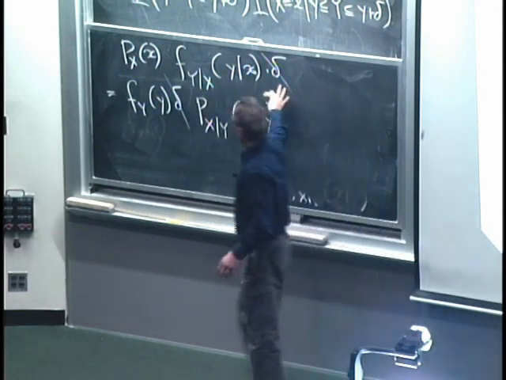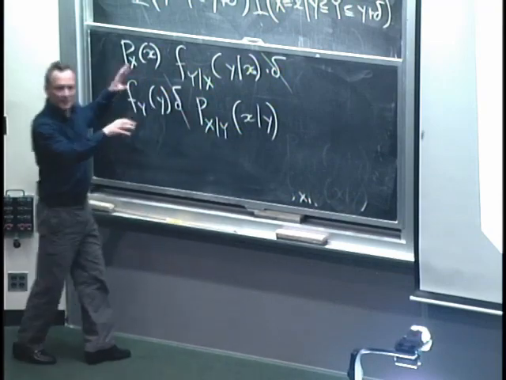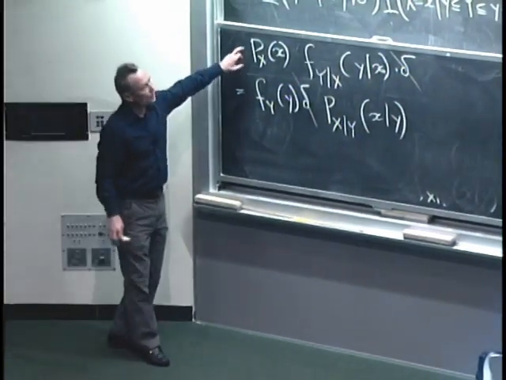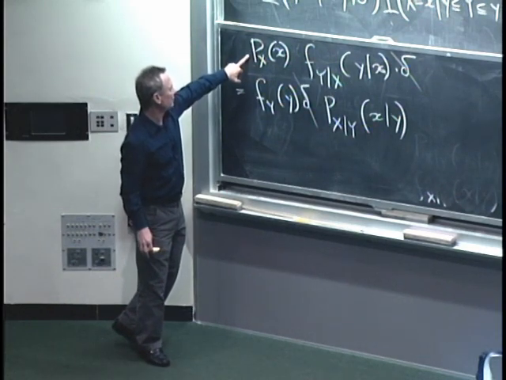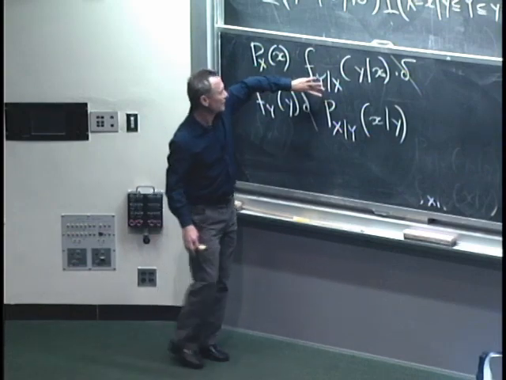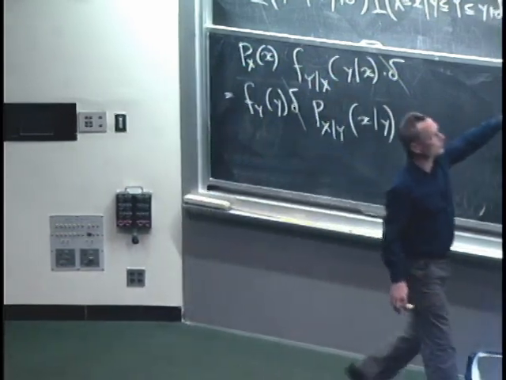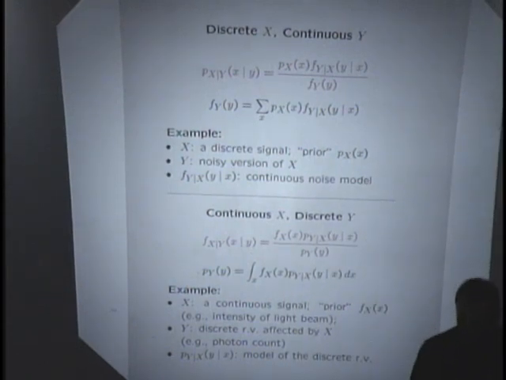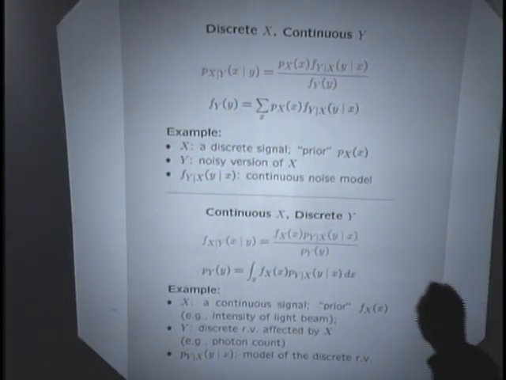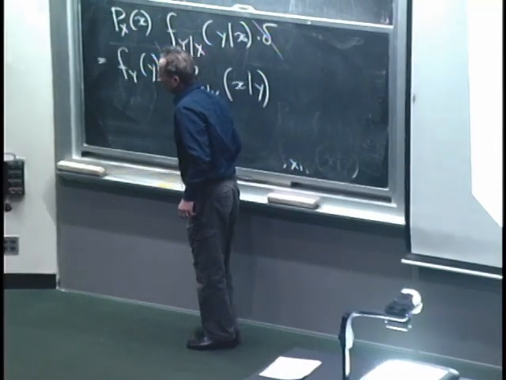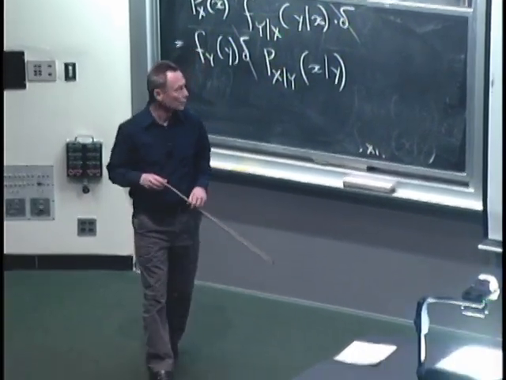So this is the basic relation that links together PMFs and PDFs in this mixed world. And now in this equality, you can take any term, send it to the denominator of the other side, and what you end up with is the formula that we have up here. This is the formula that we can use to make inferences about the discrete random variable X when we're told the value of the continuous random variable Y.